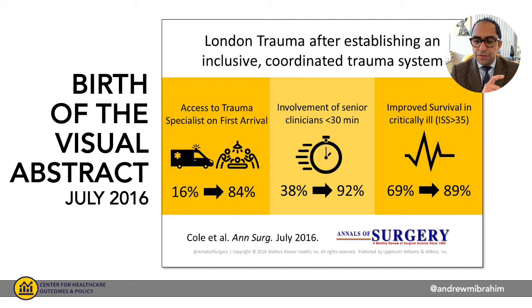So this was the birth of the first visual abstract that I created back in 2016. London Trauma, after establishing an inclusive coordinated trauma system. Access to a trauma first specialist on first arrival increased from 16 to 84%. Involvement of a senior clinician in the first half hour improved from 38 to 92%, and improved survival in critically ill patients went from 69 to 89%.